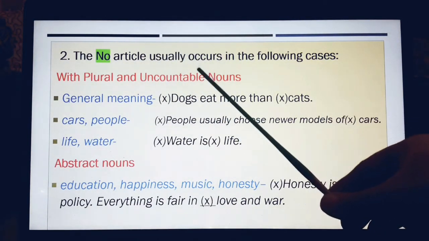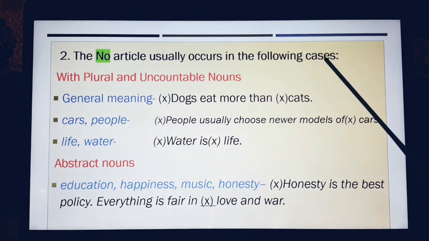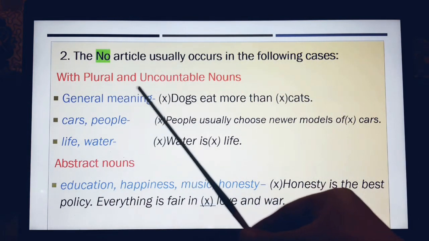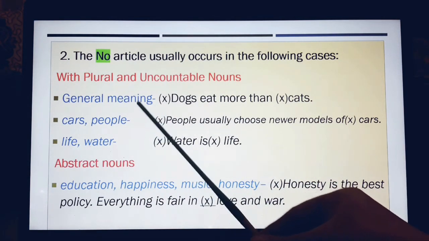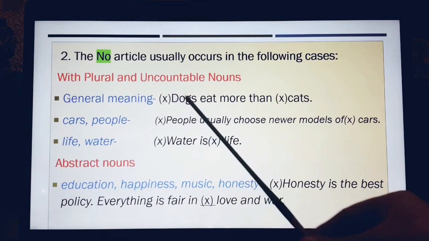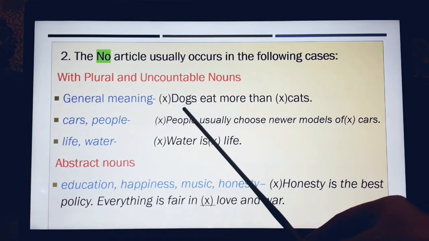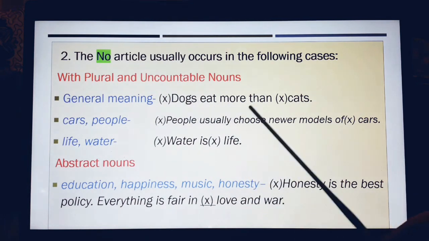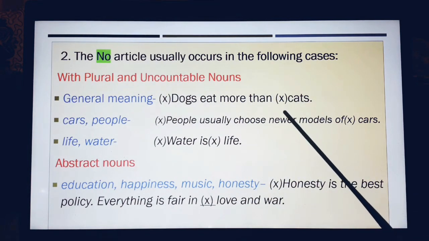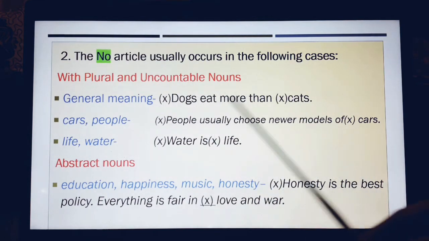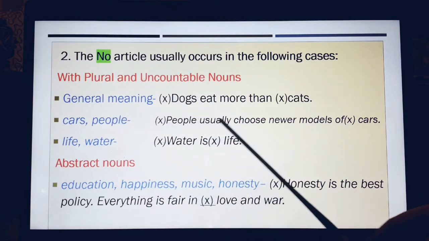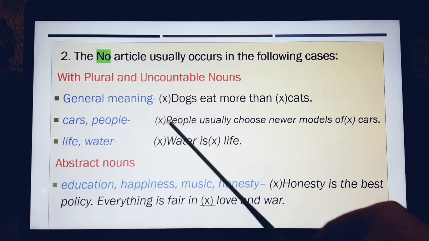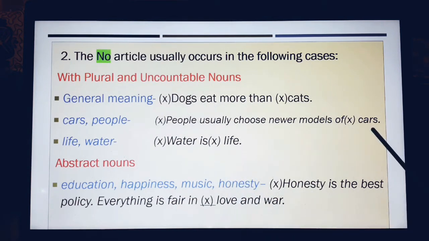The no article usually occurs in the following cases: with plural and uncountable nouns, general meaning. That means what? When it is just like dogs eat more than cats. It's any dogs, all kinds of dogs eat more than any kinds of cats. So here dog and cat are generalized. Cars, people. People usually choose newer models of cars. Okay, we used no article before people and no article before cars.